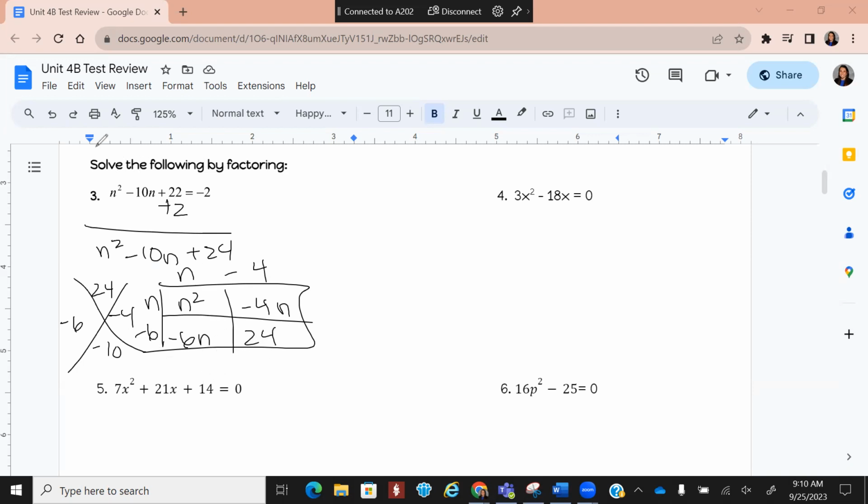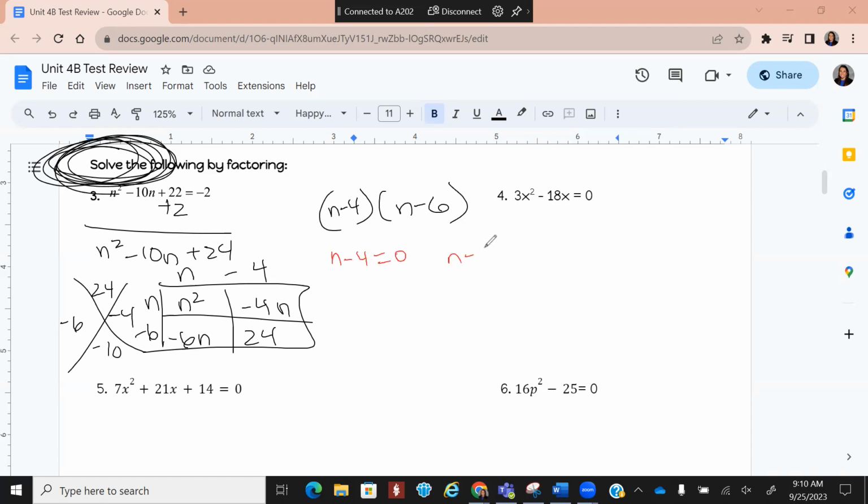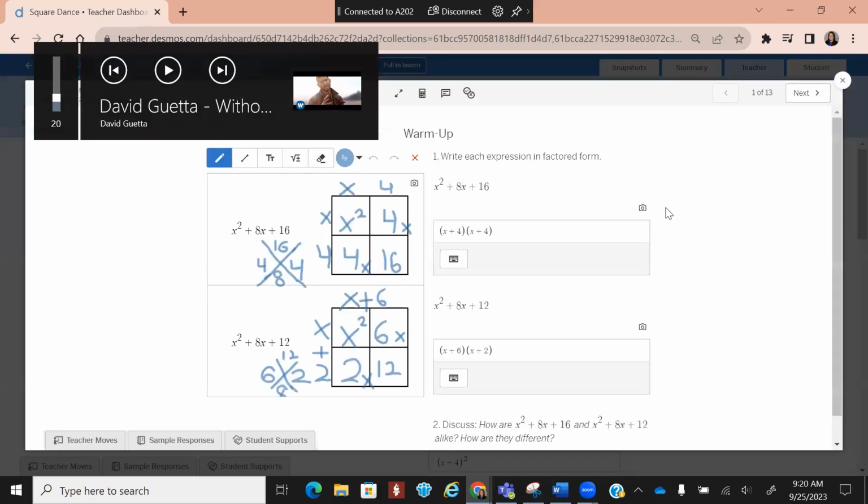Now, they said to solve by factoring. So that means that my factored form is going to look like this. But if I want to solve, I got to take each one of these, set them equal to 0, and then solve. So that will give me n equals 4 and n equals 6. 7. Good work.